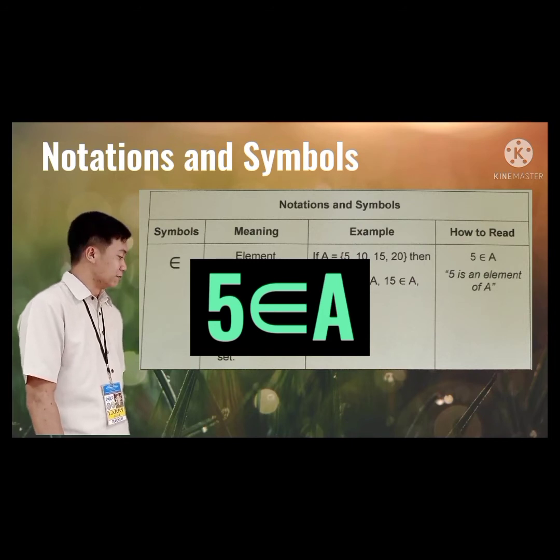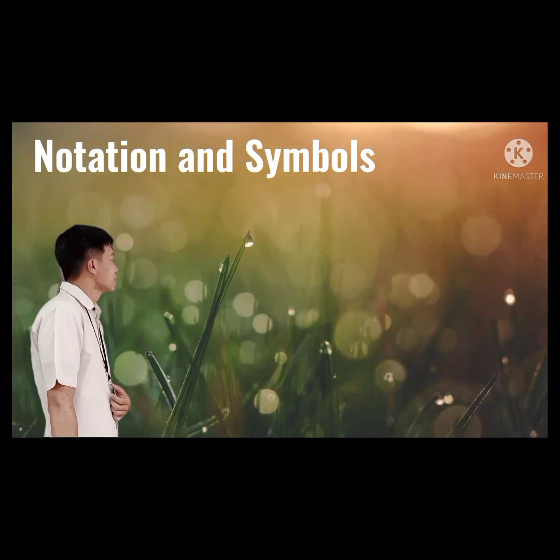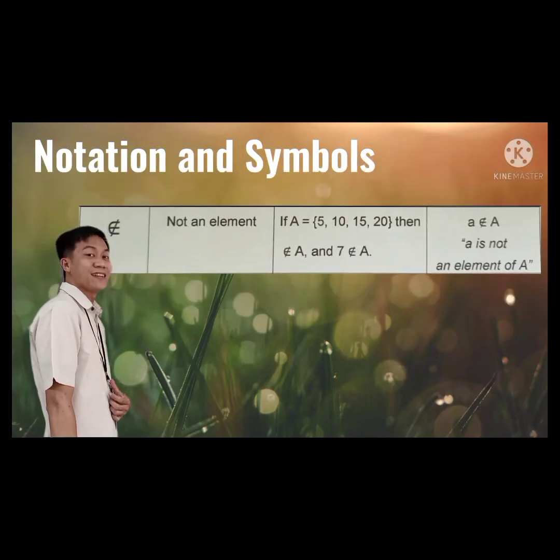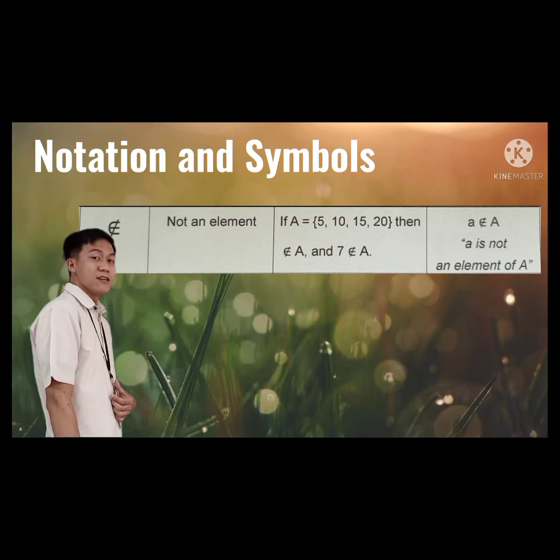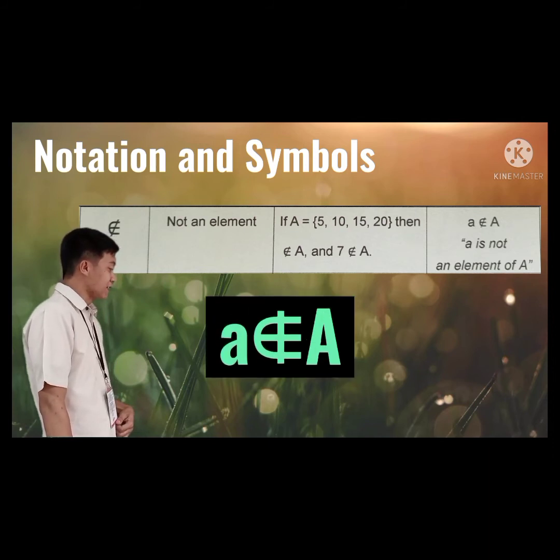Very good. The second symbol is what we call not an element. If the elements of set A are 5, 10, 15, and 20, then A is not an element of A, and 7 is also not an element of A. How to read this one? That is, A is not an element of A.